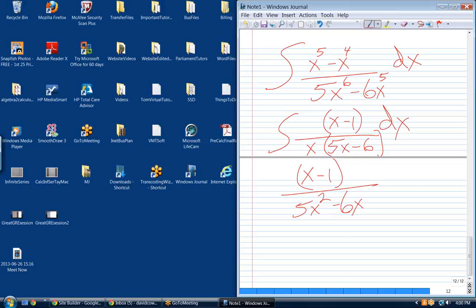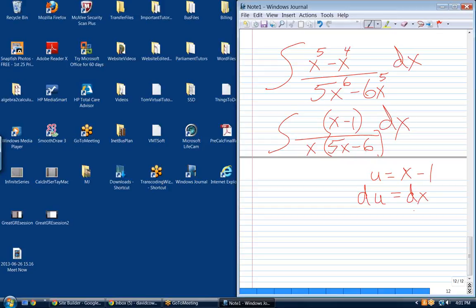I'll leave them factored like that. Let's use u substitution. This is going to work a little different than most u substitution works. If u is equal to x minus 1, well, first of all, what's du equal to?